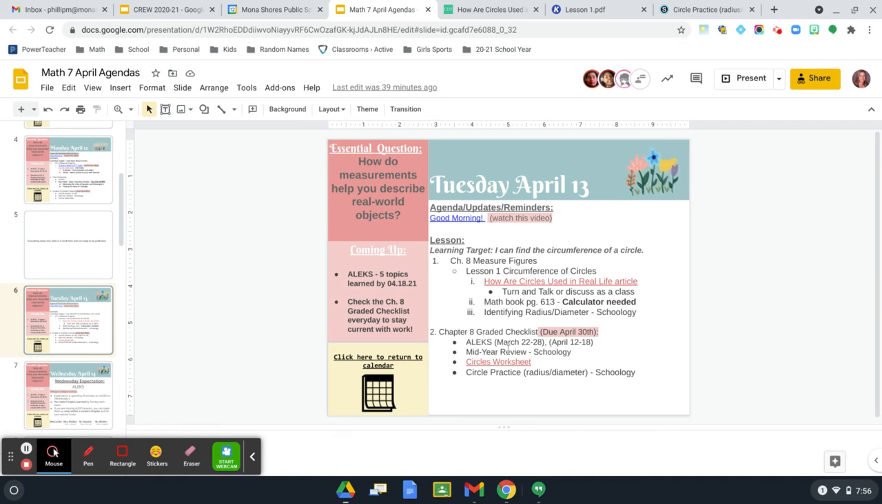And so notice so far there's going to be 2 Alex lessons within this chapter, including this week's. The circles worksheet from yesterday has to be turned in, your mid-year review in Schoology, and then this practice here today. So that is it for me today. We're going to stop at this point. And so use the remainder of your time to work on the Schoology assignment for today. And I will see you back on Thursday morning.